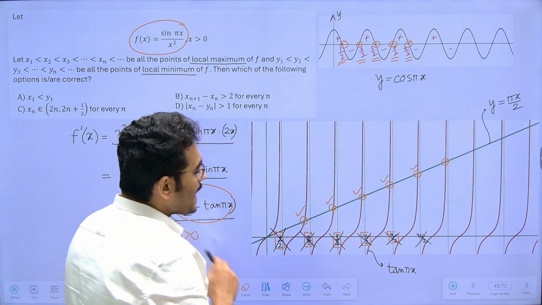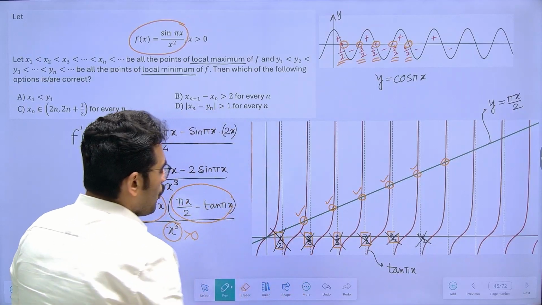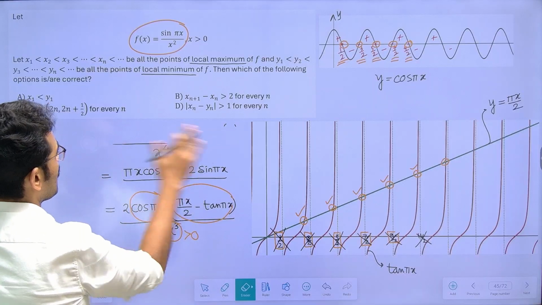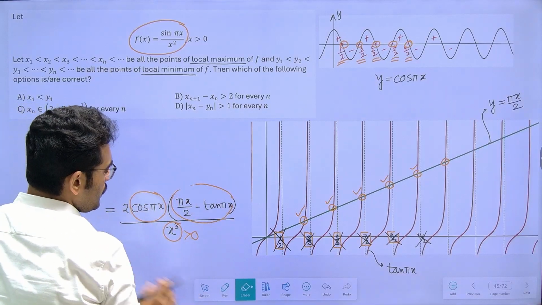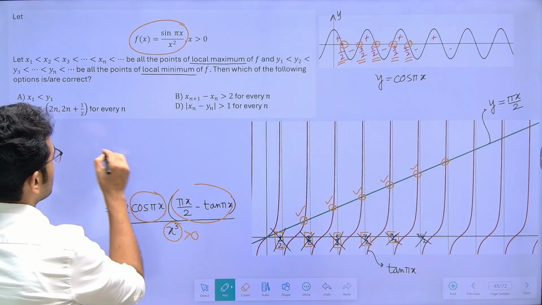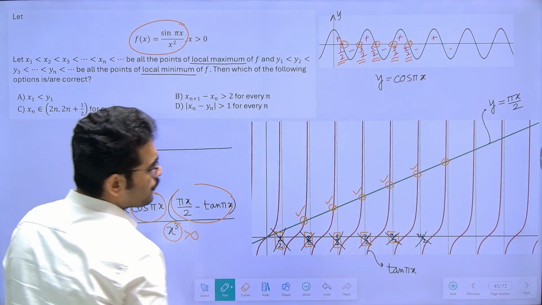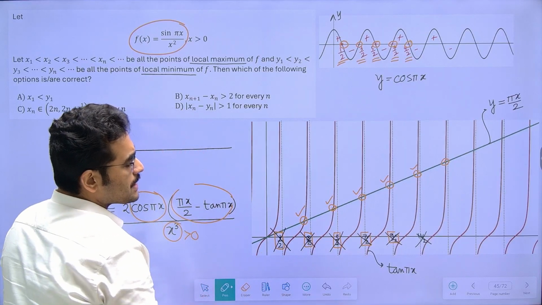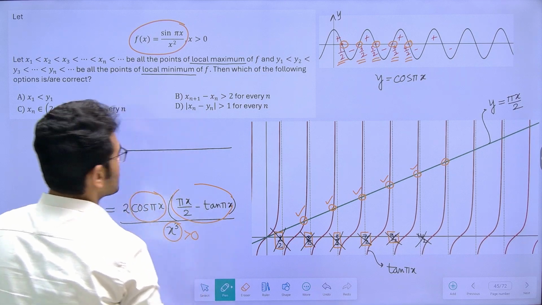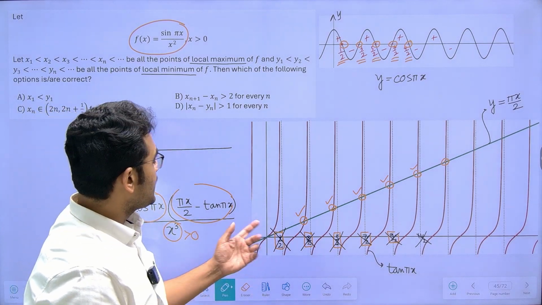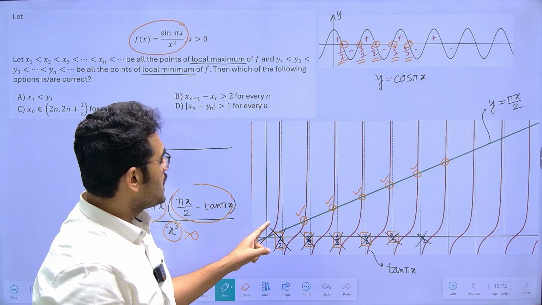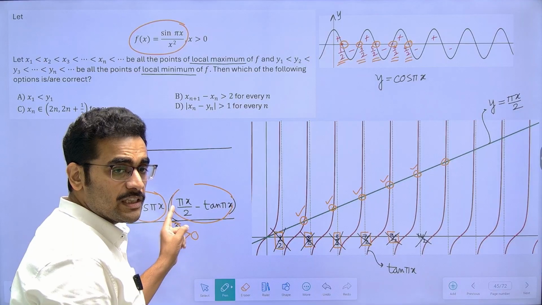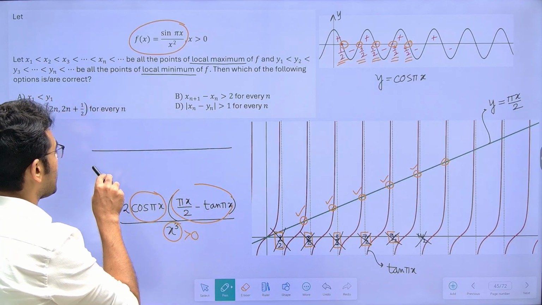Okay, so now let us analyze that. Suppose, what is the sign scheme of the derivative? Let us draw the wavy curve of the derivative. If I start initially before this particular point, what is the sign? If I start here, tan pi x is above the line. That means this is negative, and cos pi x is positive. So the product is negative. So initially the derivative is negative.